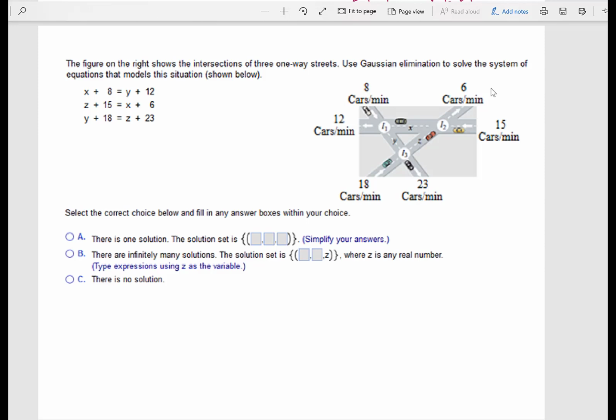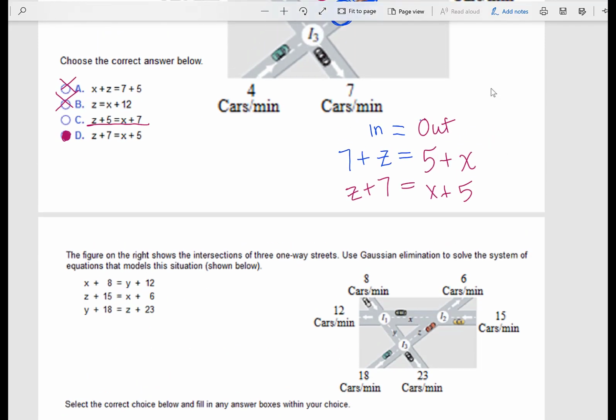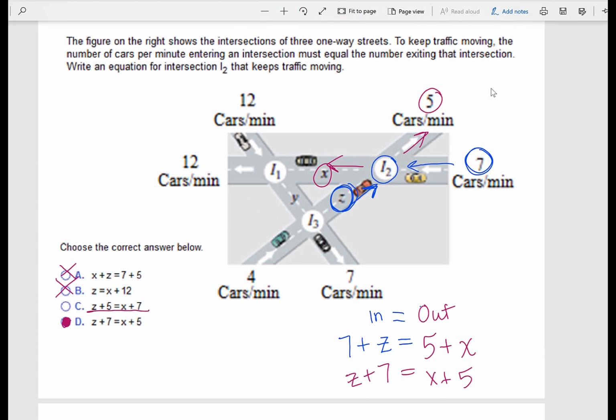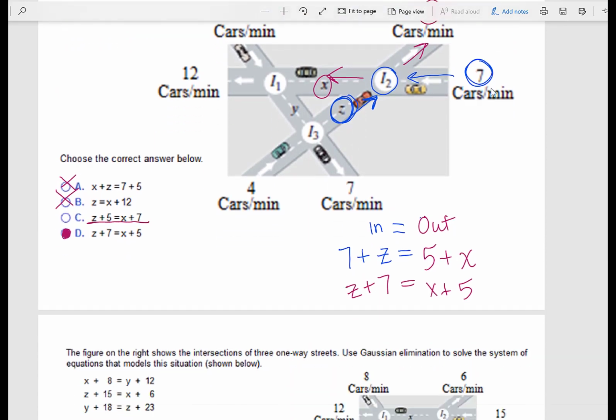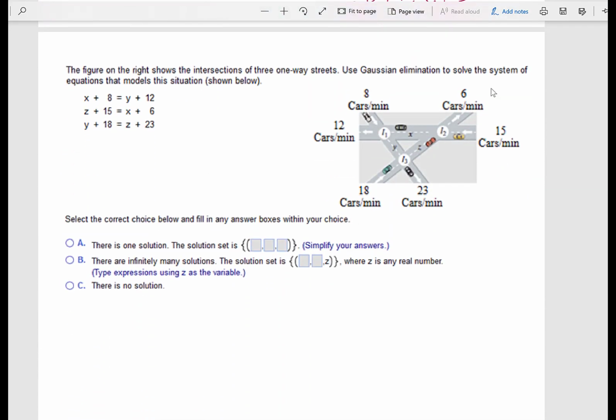So they go ahead and they give us what we were looking at before, right? So right here, they were asking us to find an equation to represent intersection 2. Well, here, they actually give us the equations to represent each of the intersections, right? Cars coming in, cars going out. And they want us to solve the system. So this is a system. They want us to solve the system for this. So the very first thing I'm going to do is write this in standard form, because once I get it in standard form, then I can go ahead and enter it into the matrix and then solve for it, right?